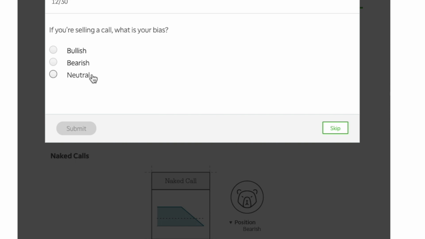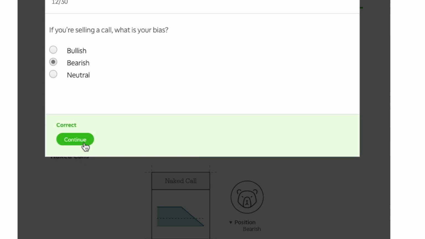If you're selling a call, what is your bias? Remember, if you're buying a call, what's your bias? If you're buying a call, you want the stock to go up, so you're bullish. Now, if you're selling a call, it'd be the reverse. Selling the call, you are bearish. Actually, you're also a little bit neutral, but generally I would say bearish.